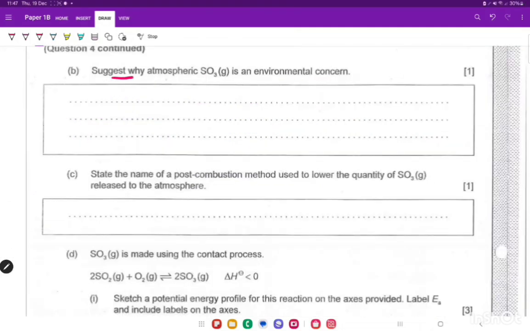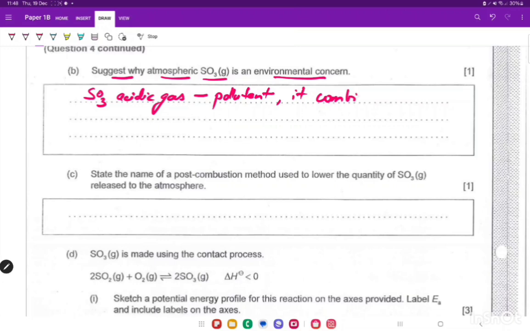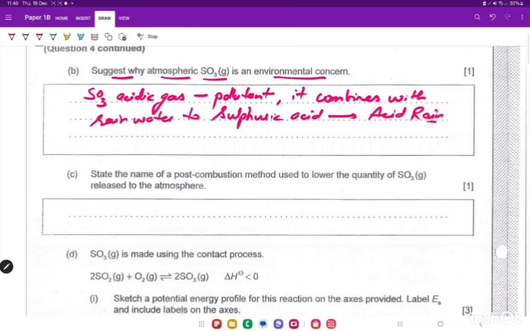Next question is, suggest why atmospheric SO3 is an environmental concern. Since SO3 is an acidic gas, it is an important pollutant. It is an atmospheric or air pollutant, and it dissolves in rainwater to form sulfuric acid, which can cause acid rain. Therefore, it is an environmental concern.